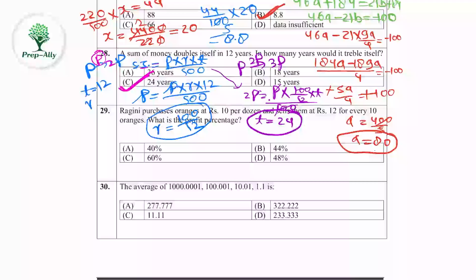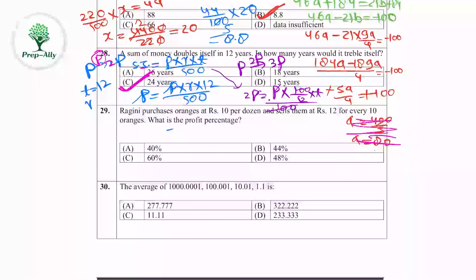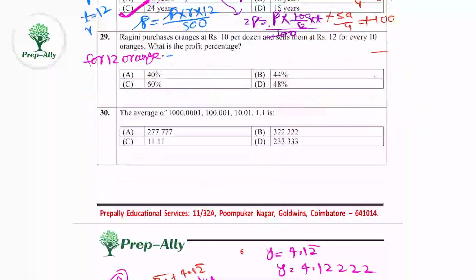Now the question number 29. In this question it is given that Ragni purchases oranges at 10 rupees per dozen and sells them at 12 rupees for every 10 oranges. So here, 10 rupees per dozen. For 12 oranges, the cost is equal to 10 rupees. So for 1 orange, what is the cost? 10 by 12. So this is the cost price.